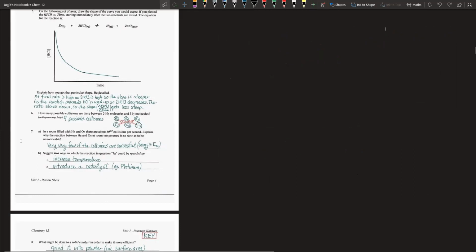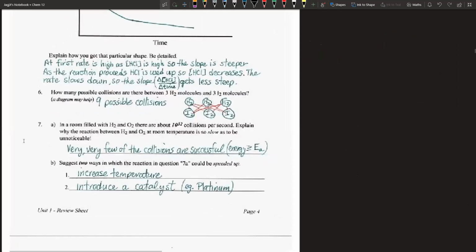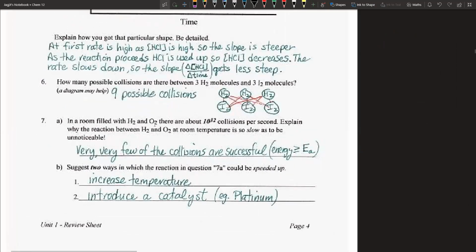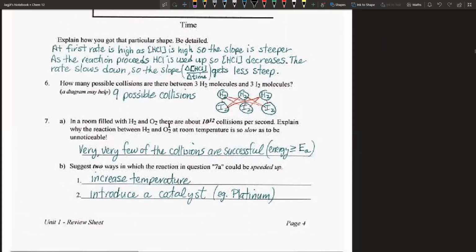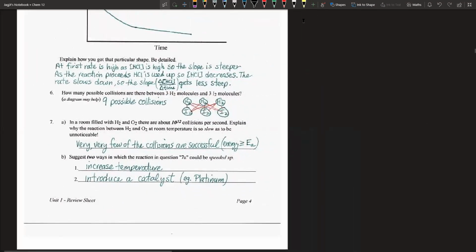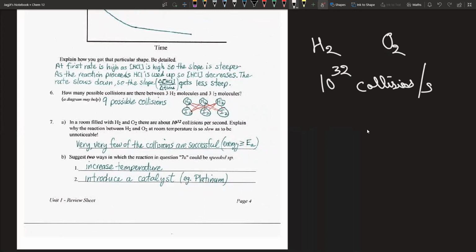Okay, so I want you to read this question. Question number 7 says, in a room filled with H2 and O2, there are about 10 to the power 32 collisions per second. Okay, so you have lots of collisions happening. You have a bunch of H2s and O2s in a room, and they tell you that there's 10 raised to the power 32 collisions per second.